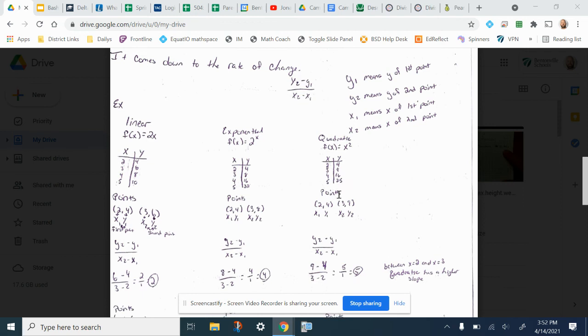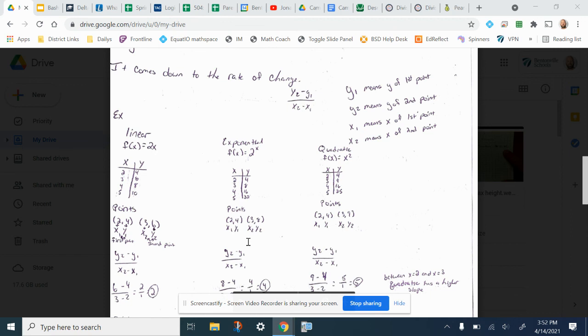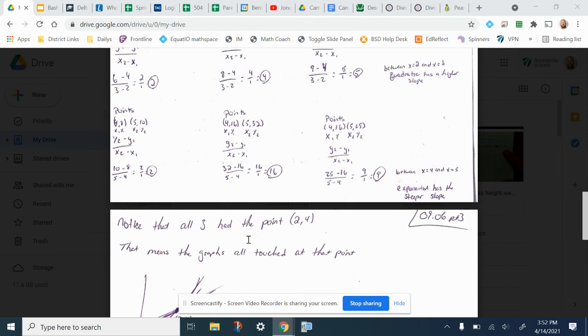So here's an example, several examples of how to use the slope formula, which is for rate of change, okay? Calculating rate of change. All right, so please, please, please make sure you take a look at these notes and use them, because they will help you in this last section.